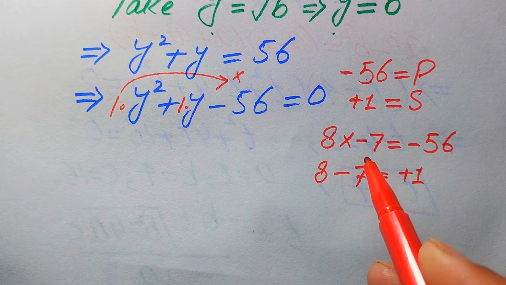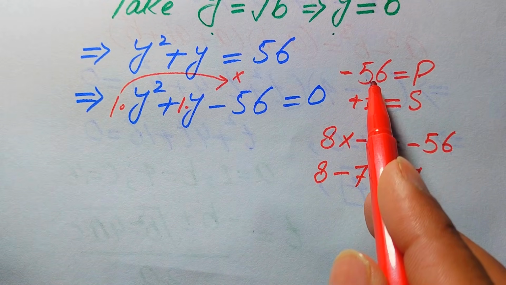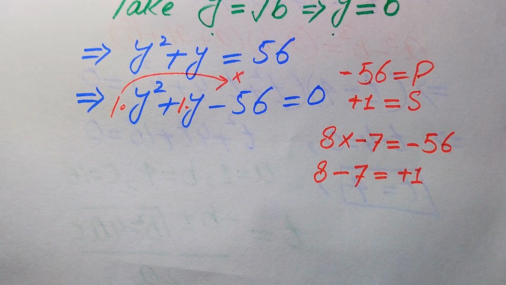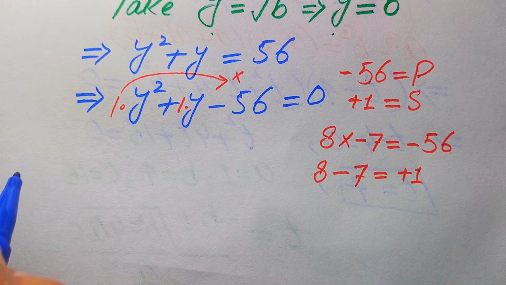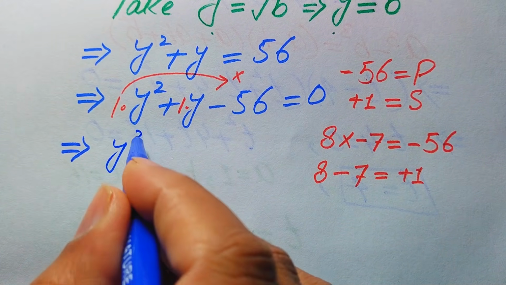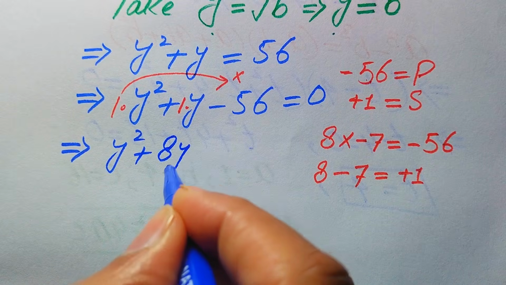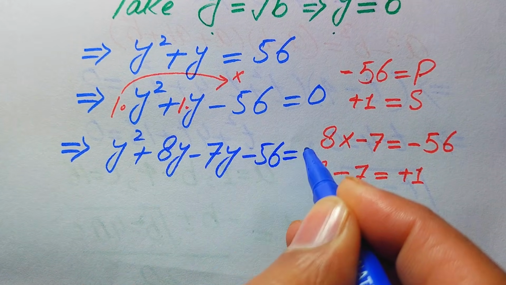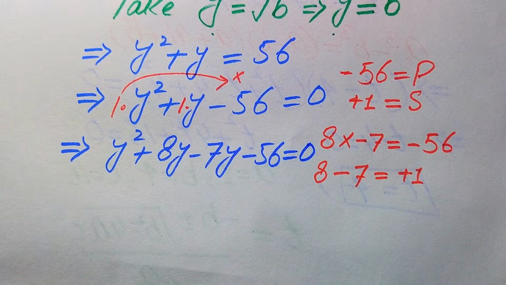So these are the two numbers whose product becomes minus 56 and whose sum becomes plus 1. So these are the two suitable numbers. Now we break our middle term according to these numbers, and it will be written as y square plus 8y minus 7y minus 56, and this whole equation is equal to 0.